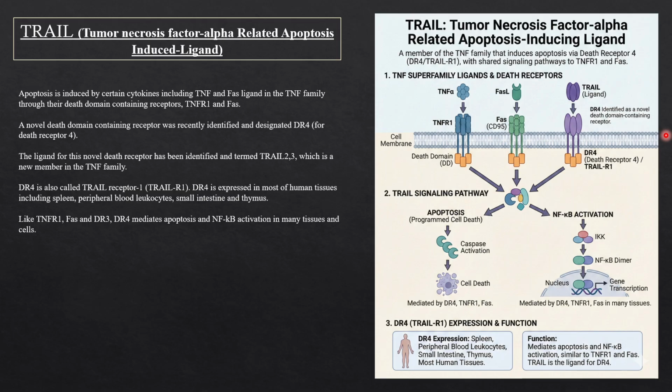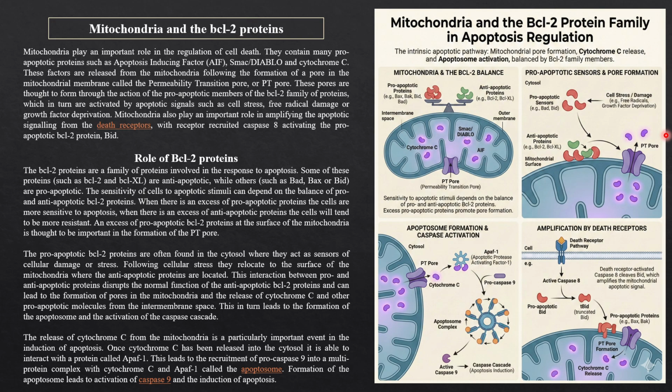Interestingly, TRAIL signaling can also activate the NFKB pathways and promote the transcription of survival genes. This dual role highlights the complexity of death receptor signaling, and DR4 is widely expressed in tissues such as the spleen and leukocytes, emphasizing its physiological importance. The balance between apoptotic signaling and survival pathways determines the final cellular outcome.